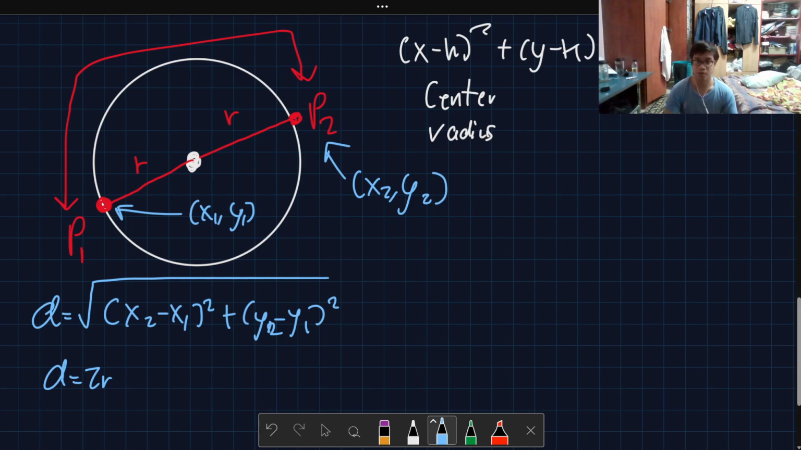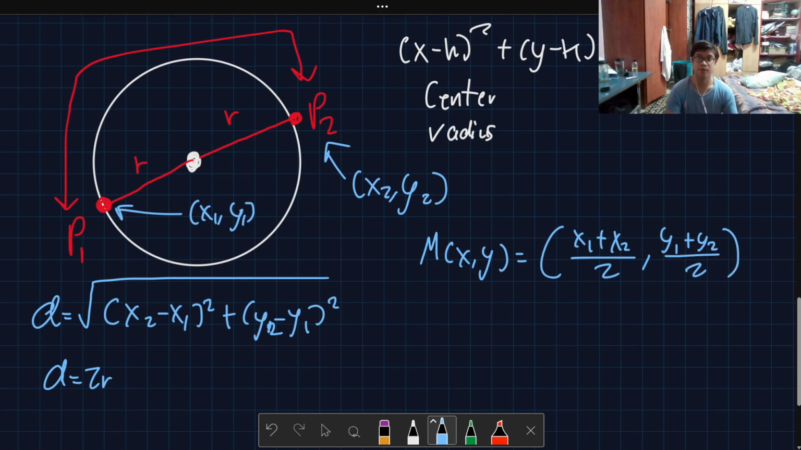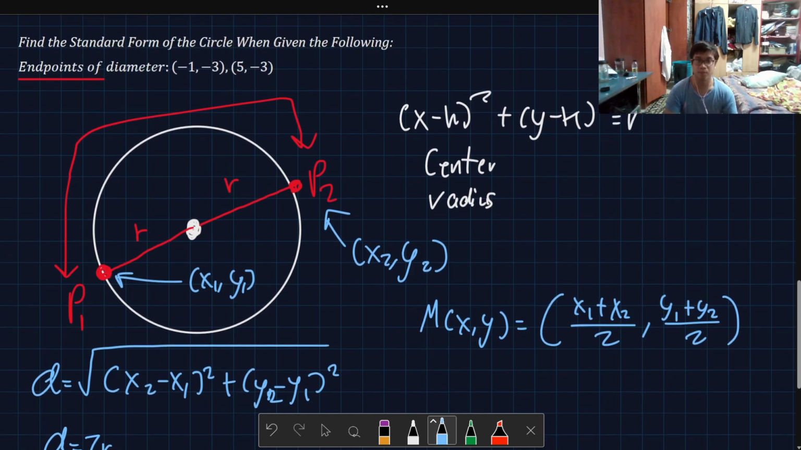Now, how about the center? How are you going to find the center? The center is easy because all you need to do is use the midpoint formula. You will be familiar with this: x sub 1 plus x sub 2 all over 2, comma, y sub 1 plus y sub 2 all over 2. This is the formula for midpoint.